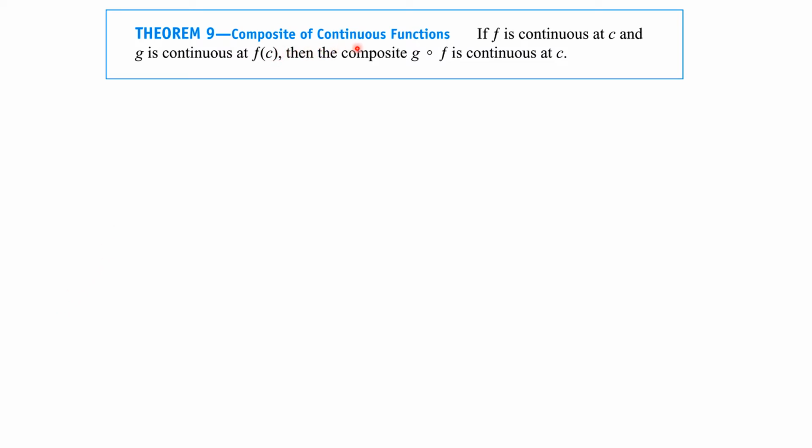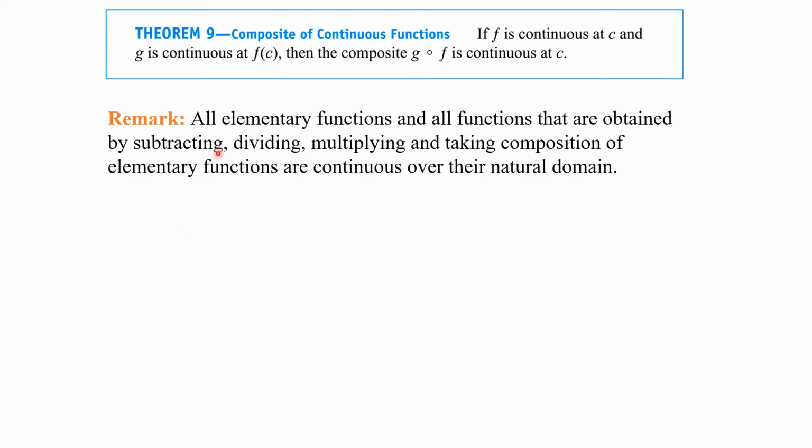Composition of continuous functions. If f is continuous at c and g is continuous at f of c, then the composite g circle f is continuous at c. We will take some examples to prove this, but before, let's take a look at some of the remarks. Number one, all elementary functions and all functions that are obtained by adding, subtracting, dividing, multiplying, and taking composition of elementary functions are continuous over the natural domain.